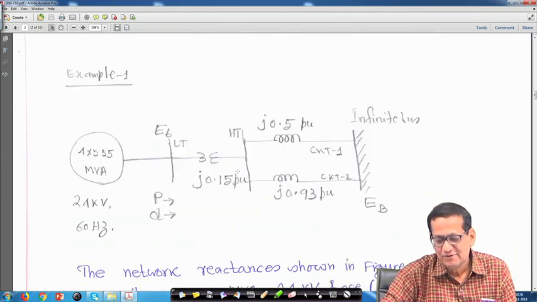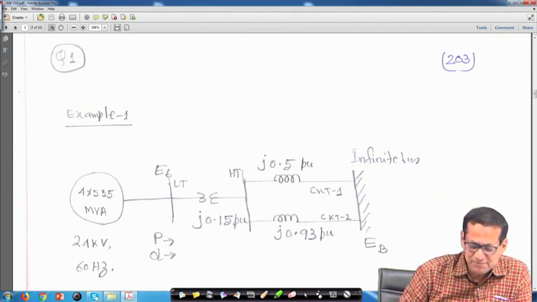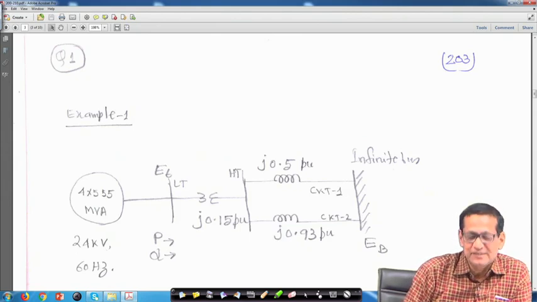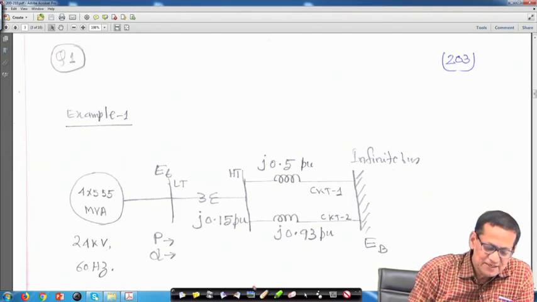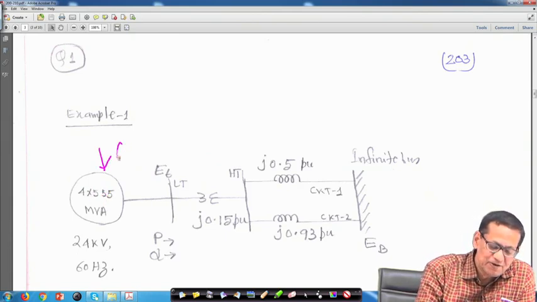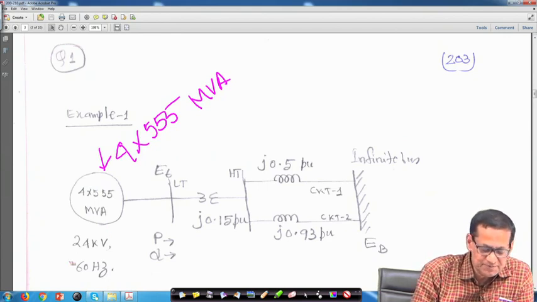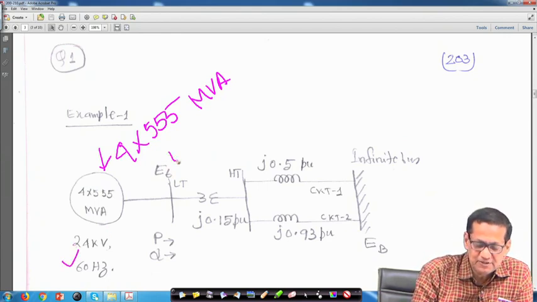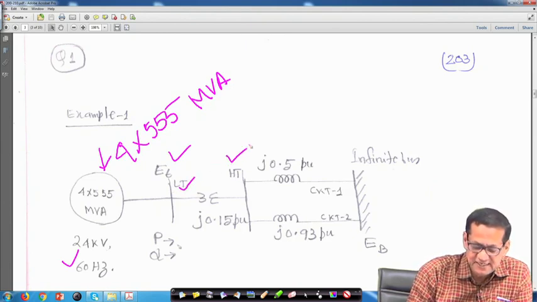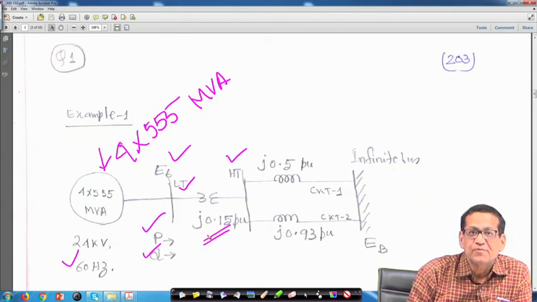Next, let us take one example. If you look into this example, it is a single machine infinite bus system. There are 4 generating units each having 555 MVA, so it is 4 into 555 MVA, 24 kV and frequency is 60 hertz. This is the terminal voltage E t, this is the low tension side, LT, and HT is the high tension side. This is the real power flowing, this is the reactive power, data will be given, and for the transformer only reactance is considered, J 0.15 per unit.